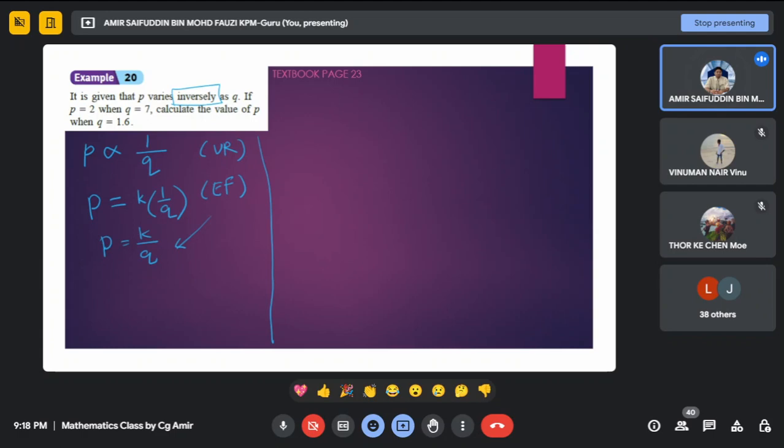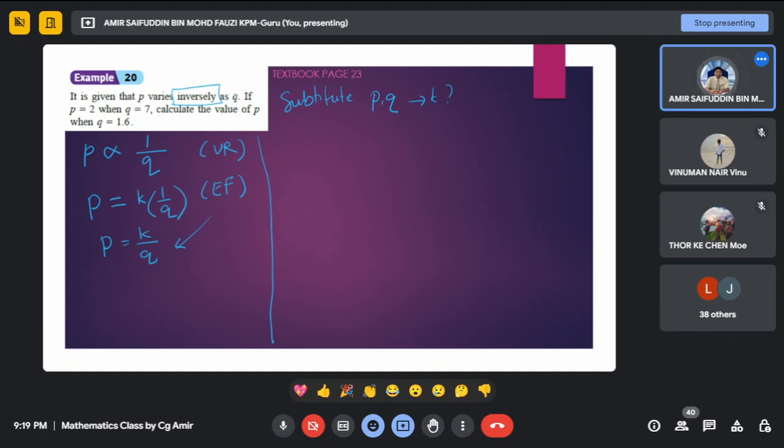The next one, substitute. For this chapter 1, the steps of solution are always the same. Number 1, variation relation and equation form. Number 2, substitute the value. And the last one, calculate the value. For the second step, substitute the value for P and Q, because we're going to find the value for the constant K.